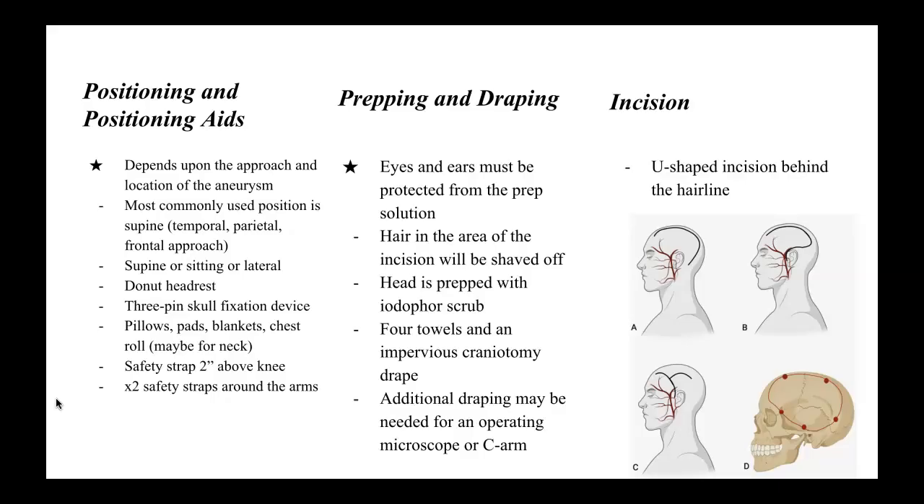3-pin skull fixation device, pillows, pads, blankets, a chest roll maybe for the neck, a safety strap over the thighs, 2 inches above the knee, and then around the arms. Being tucked or untucked is up to the surgeon.